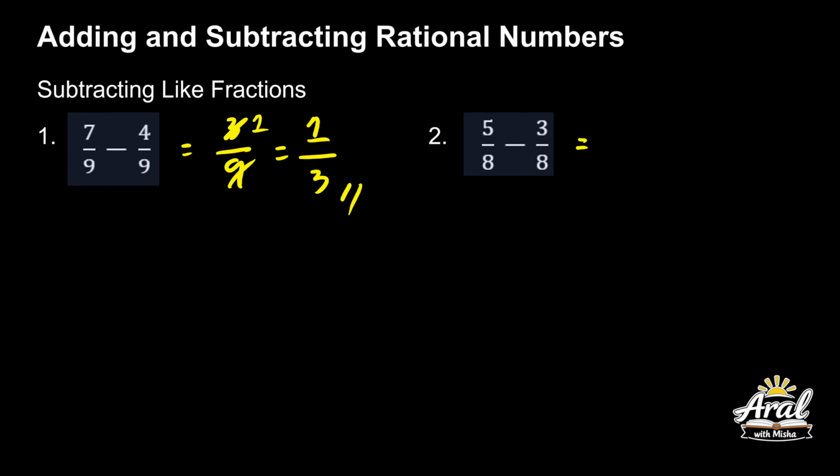5 over 8 minus 3 eighths. Okay, so that's 5 minus 3. That's 2. 2 eighths. Simplest form ba yan? No. Divide both sides by 2. That's 1 over 4. So 1/4. Okay.